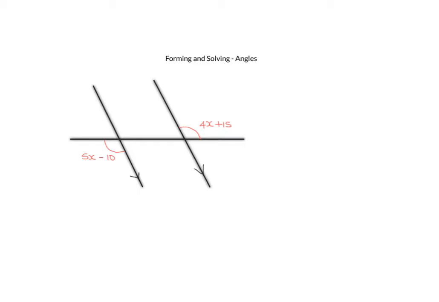Now, just to point out a few things before we get going. We've got parallel lines here. We know that they're parallel because in maths, when you see arrows on lines like that, the arrows are going in the same direction. That tells you that those lines are parallel. And because of that, the rules for parallel lines will apply.